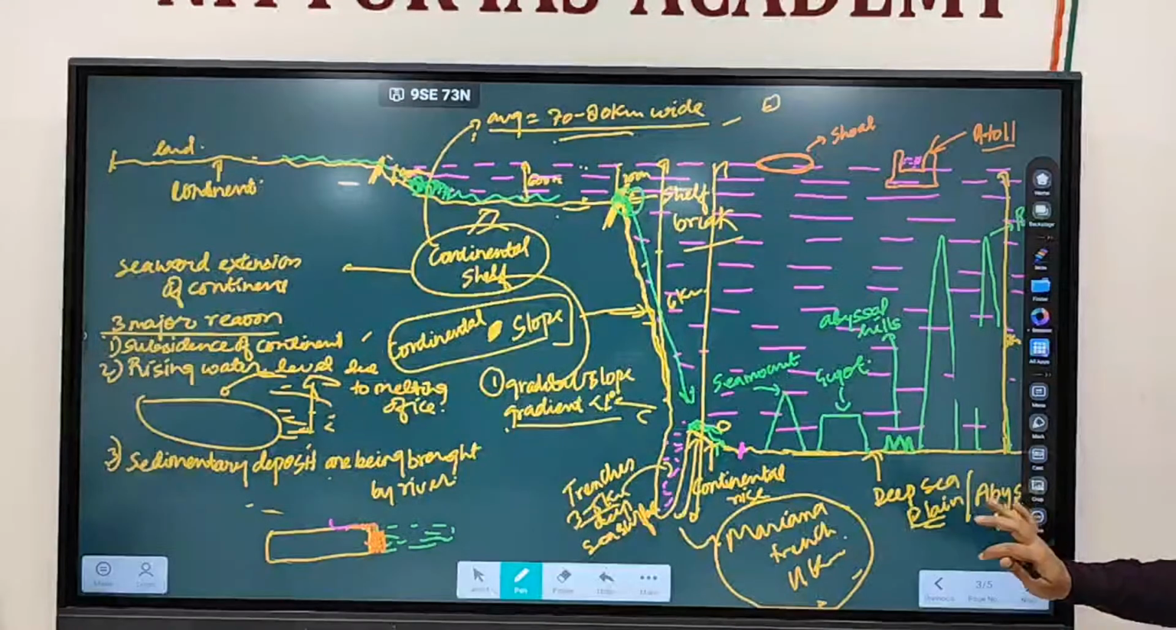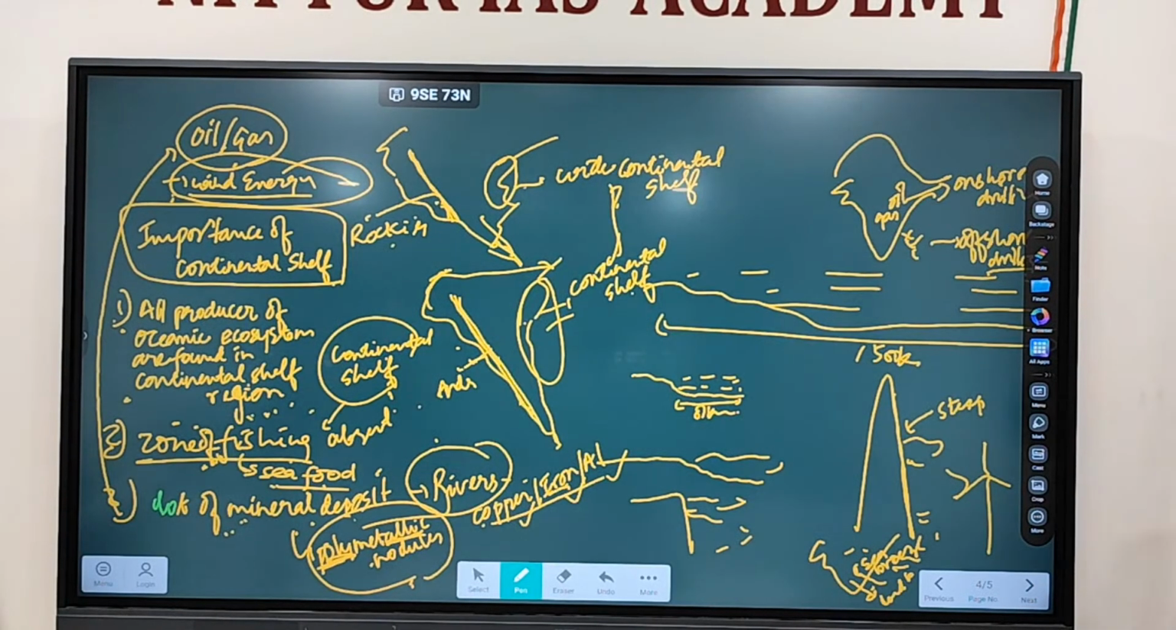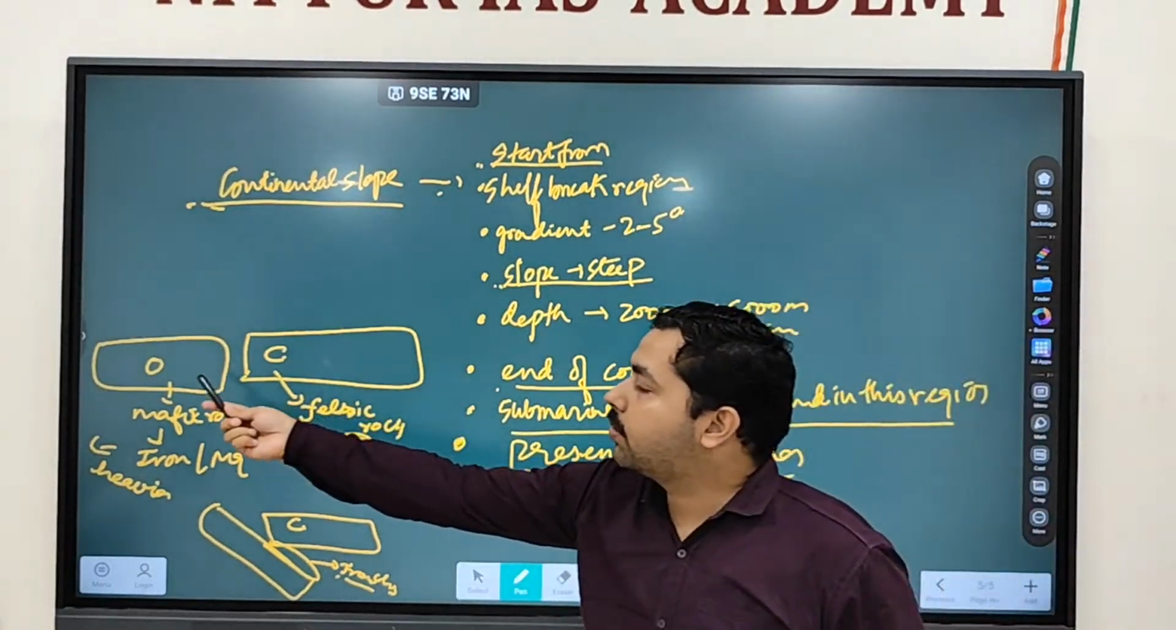So trenches are something that are observed at the boundary. Why are trenches observed at this boundary? Because of which type of collision? Because of oceanic-continent collision.